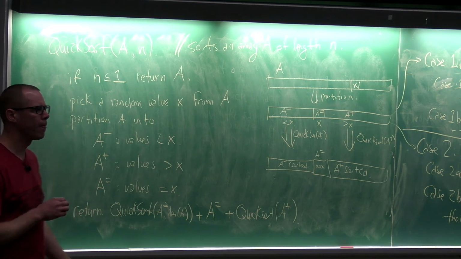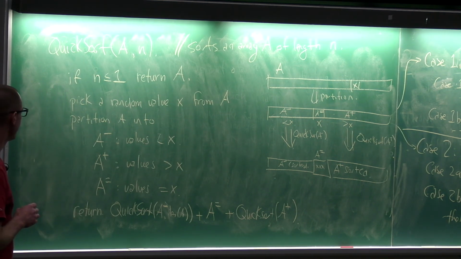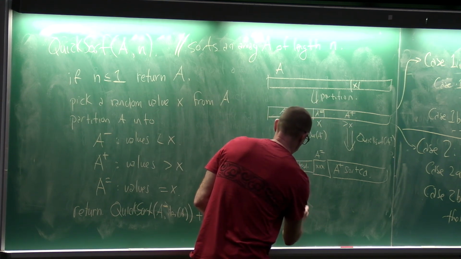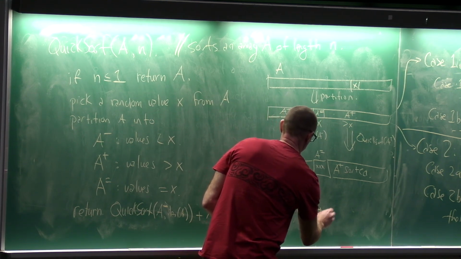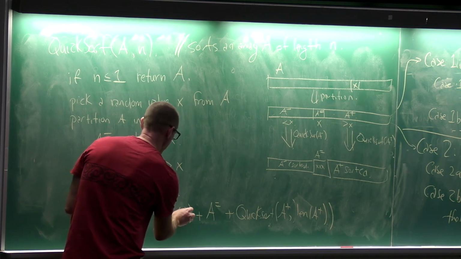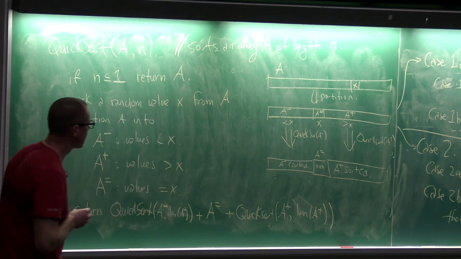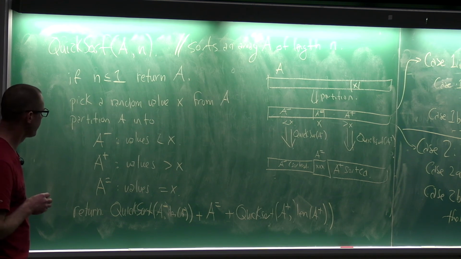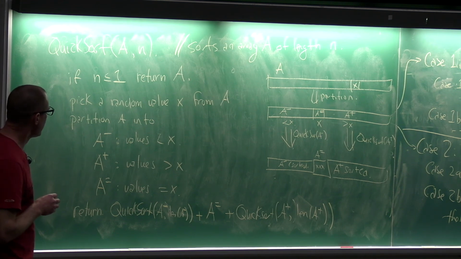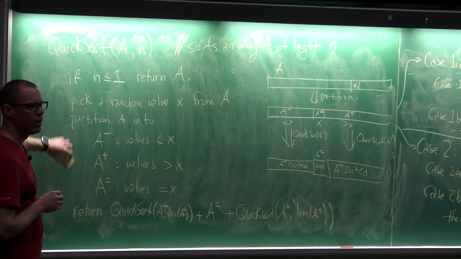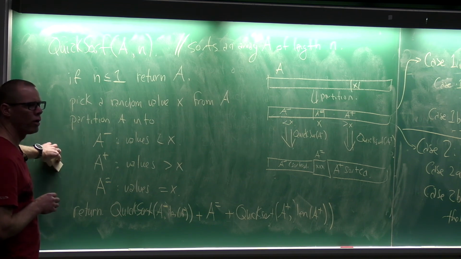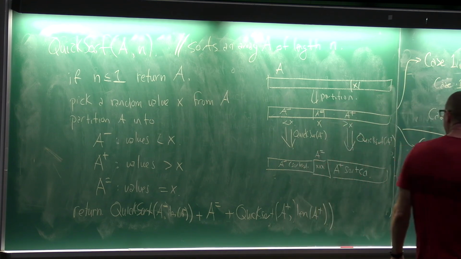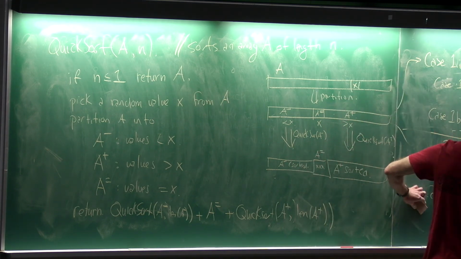Yeah? So the beta parameter is on the bottom line. Yeah, this should be length of A plus, and this should be length of A minus. So, for example, I encourage you to implement this in Python. The Python code is shorter than what I've written on the board here. Okay, so that's a sorting algorithm.